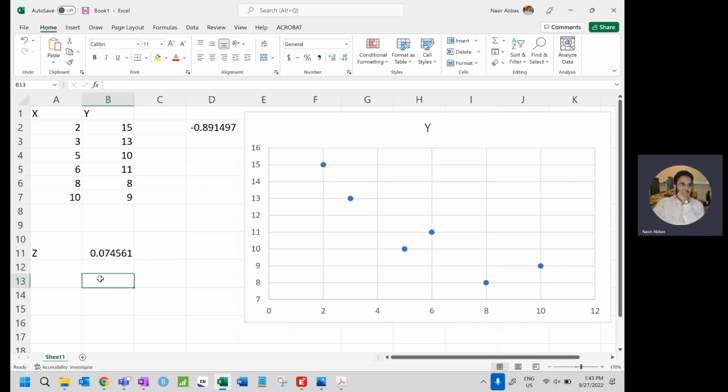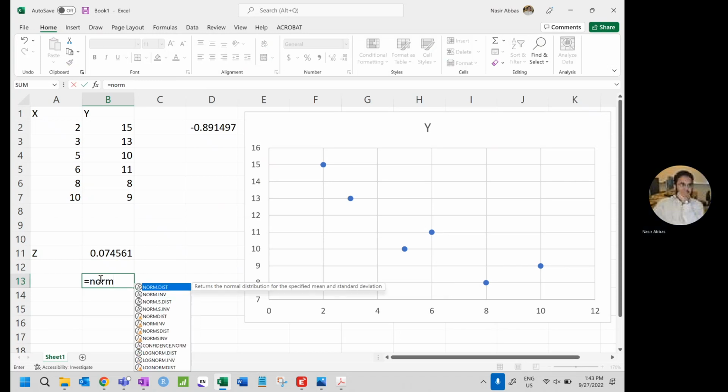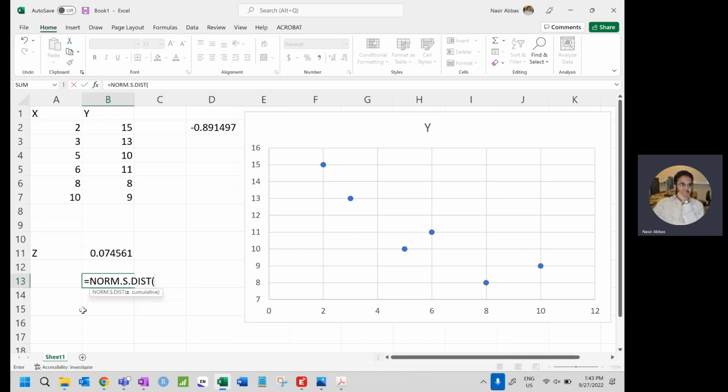So I'll go into z and I'll use the command. What is it? NORM.S.DIST. What is the value of z? 0.07. Do you want cumulative area? True. But this command will give me the lower tail area, lower than 0.07. I need to convert it to upper tail. I make it 1 minus, and then I need to multiply it by 2. So I put a bracket over the whole thing and I multiply it by 2.